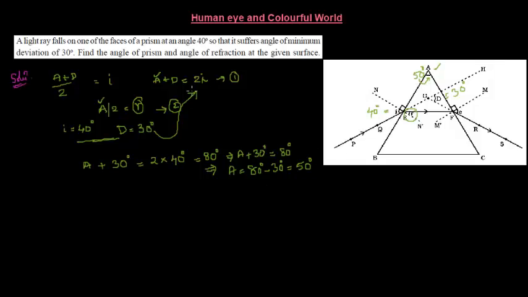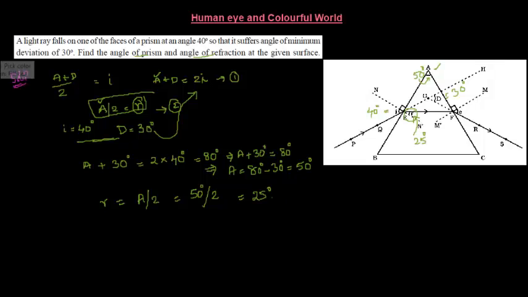Now what are we required to find? First we have found the angle of the prism. Then angle of refraction is required. From this equation we know that angle of refraction R is equal to angle of the prism by 2. So 50 divided by 2, which is equal to 25 degrees. So we got angle of refraction equal to 25 degrees.